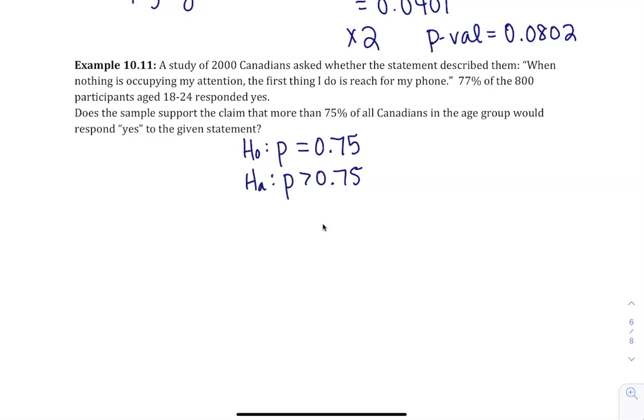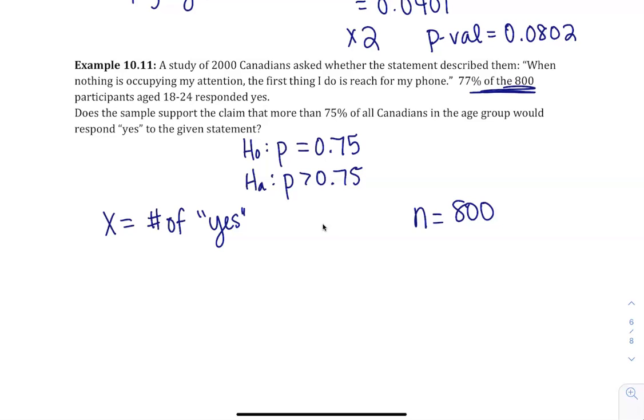You need the value of x, the number of yeses here, and we need the sample size. Well, we know the sample size is 2,000, but the problem didn't give us our x. It gave us our p hat. Oh wait, I'm sorry, the sample size is not 2,000. We're only looking at the 18 to 24-year-olds, sorry. So we're only looking at those 800 people.